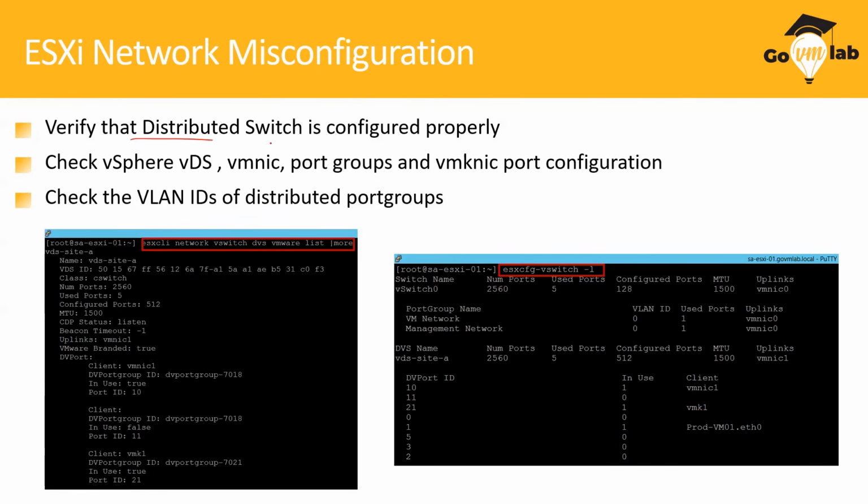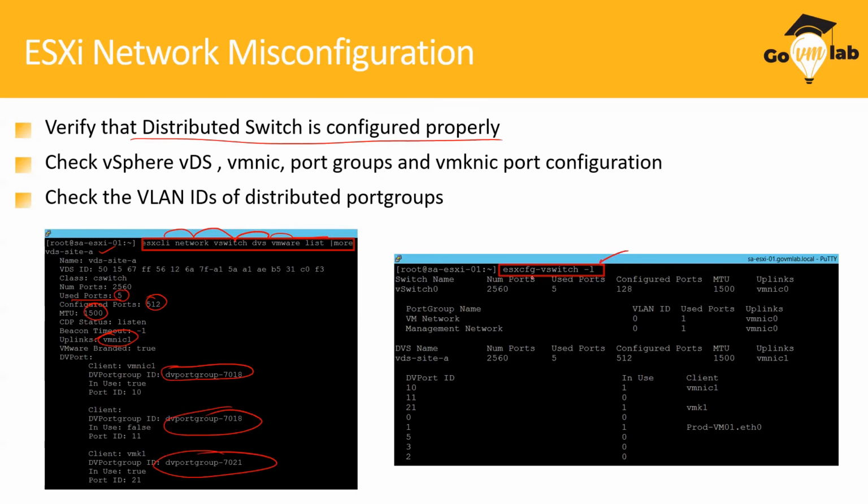Then if you want to get the information about a distributed switch, you can run this command, esxcli network vswitch dvs vmware list. DVS is a VMware distributed switch, and this is the entire command. Then it gives you the name of the distributed switch, the number of used ports, how many ports are configured, what MTU is configured, what uplink is configured, and what port groups are configured on that distributed switch, right? So these are the DV port groups, right?